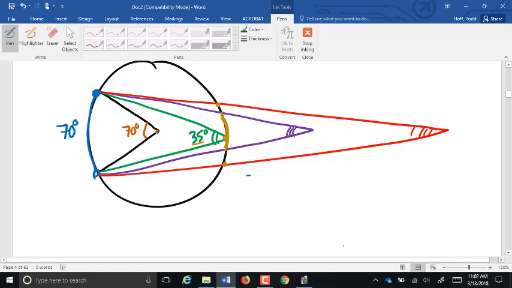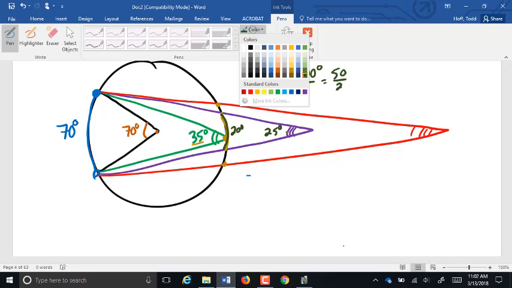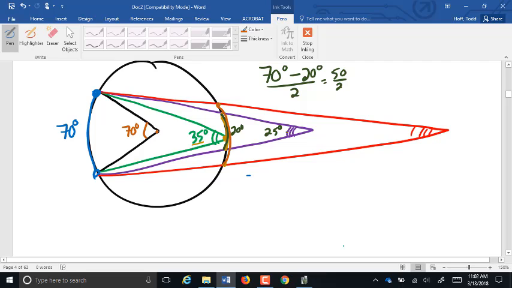The way it ends up working out is that angle is found by taking the large arc, the 70 degrees, and subtracting. Let's say that this arc here was 20 degrees. This purple angle would be 70 minus 20 divided by 2. Well, 70 minus 20 is 50 divided by 2 would make that 25 degrees. Let's say that this arc from here to here is, let's just call it 30 degrees. So this angle here would be 70 minus 30 over 2. 70 minus 30 is 40, divided by 2 would be 20 degrees.